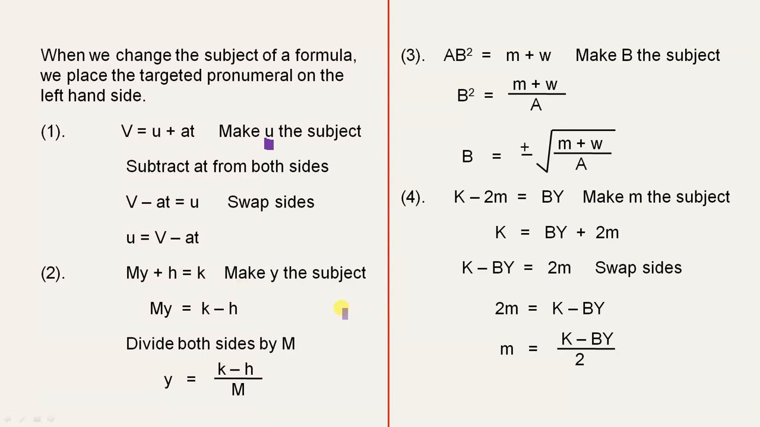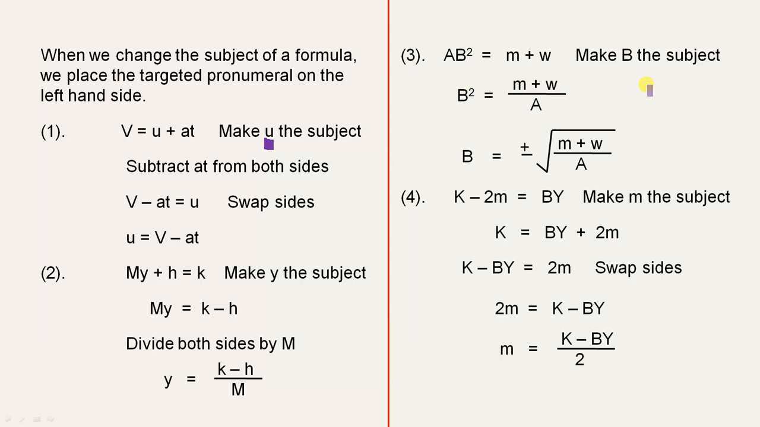Number 2, my plus h equals k. We're going to make y the subject. So the first thing we do is we subtract h from both sides because that's a plus. That leaves us with my equals k minus h. Now we're almost there, but this y has an m here. Since that's multiplication, the inverse of multiplication is division. So we divide both sides by m, which leaves us with y equals k minus h over m, and now we've made y the subject.